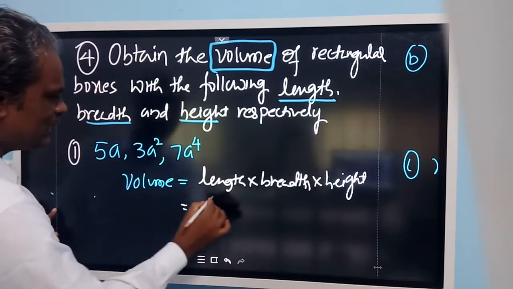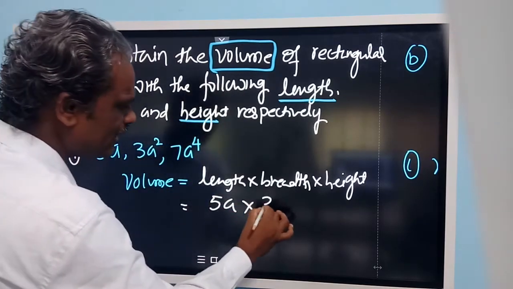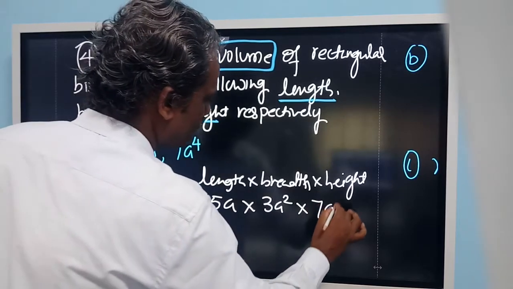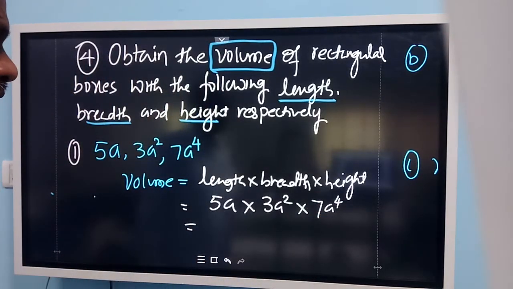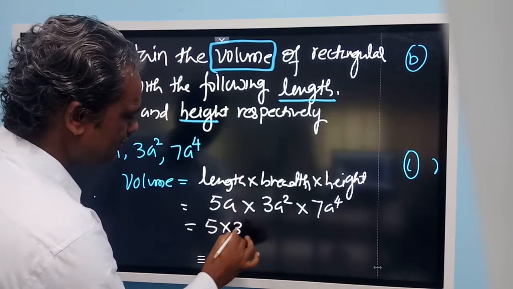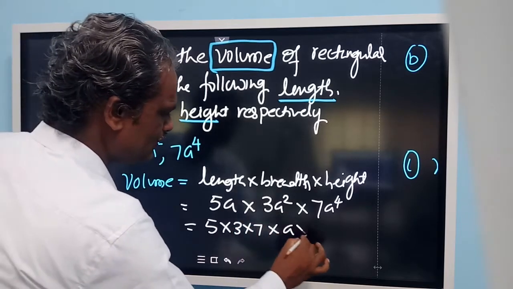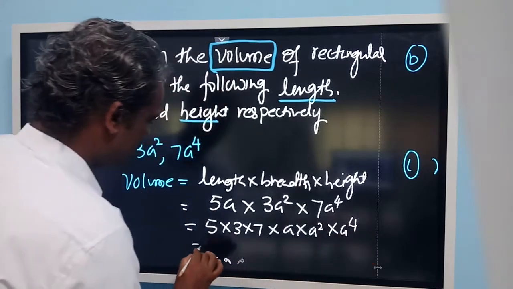So in place of length, let us write 5a. In place of breadth, let us write 3a square. In place of height, let us write 7a to the power 4. So as I said, first you have to multiply the numerical coefficients. 5 into 3 into 7. Then later variables. A into a square into a to the power 4.